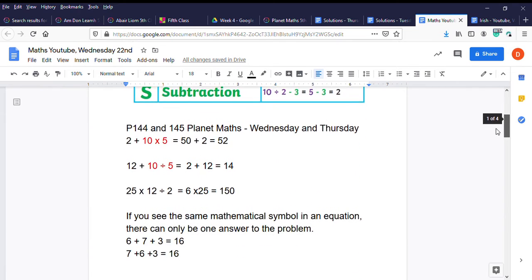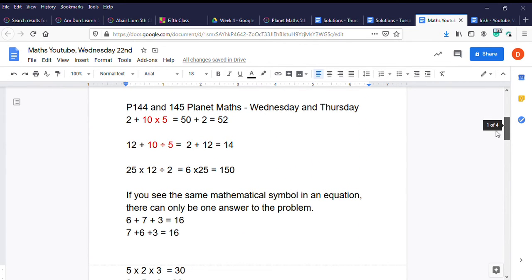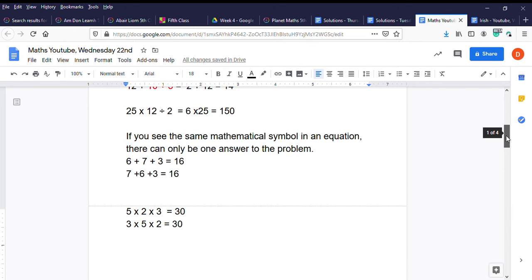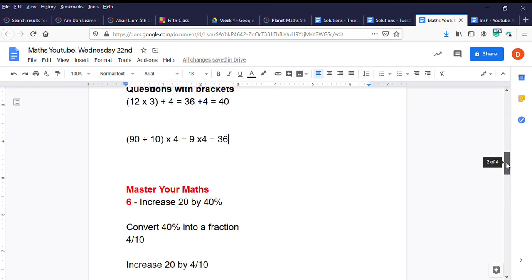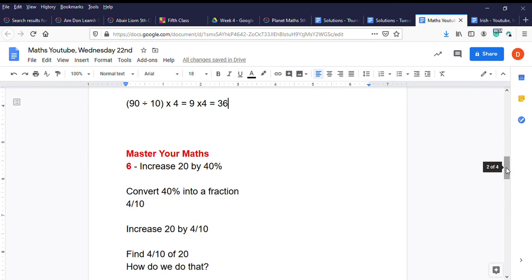That is everything, not everything, but most of the things that you'll cover in Planet Maths on pages 144 and 145 Wednesday and Thursday. Now let's have a look at some of the more tricky questions that you might encounter in Master Maths.